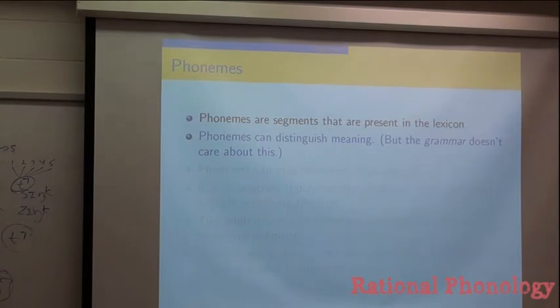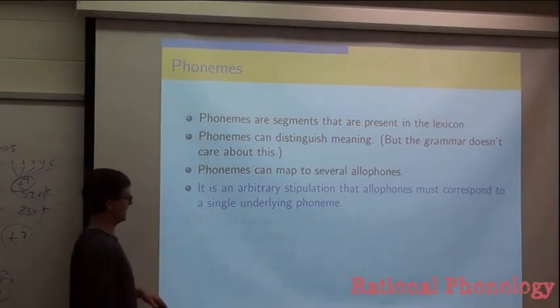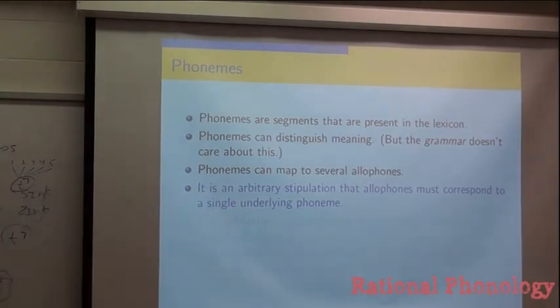The phonemes are traditionally defined as being able to distinguish meaning. Okay? So phonemes can map to several allophones, and it's just an arbitrary stipulation that allophones have to correspond to a single underlying phoneme. I once asked Morris Halle, the guy who got Chomsky his job, why they put this arbitrary stipulation on there. And his only response was, they weren't very bright, but they must have had other reasons.